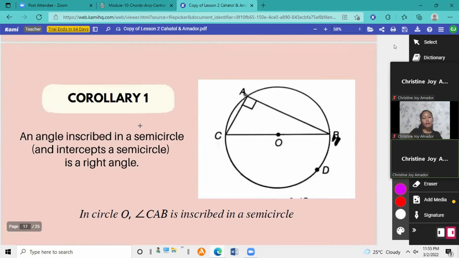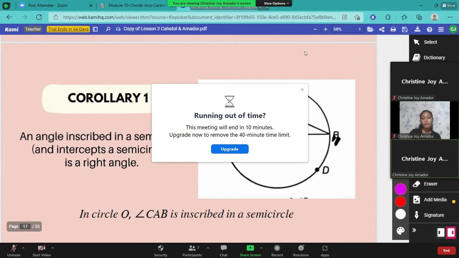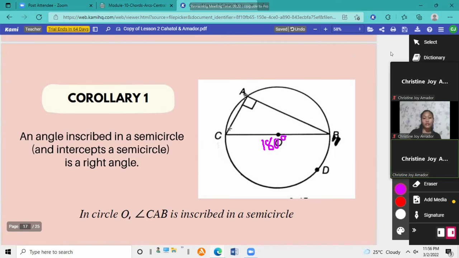Let us proceed to corollary number 1 for inscribed angles. Corollary number 1: an angle inscribed in a semicircle is a right angle. Why can we say that if an angle is inscribed in a semicircle, then it's a right angle? Because what is the measurement of our semicircle? It is 180 degrees, right? And angle BAC is an inscribed angle. So what is 1/2 of 180? It is 90, right?